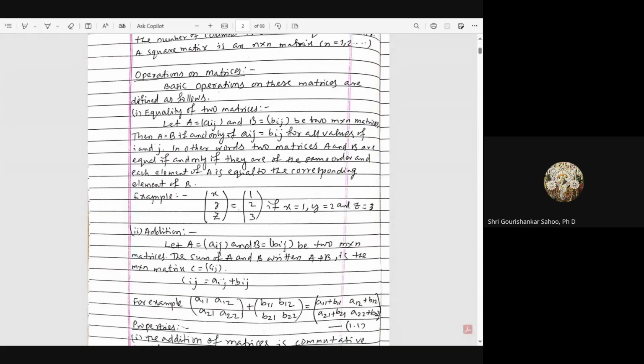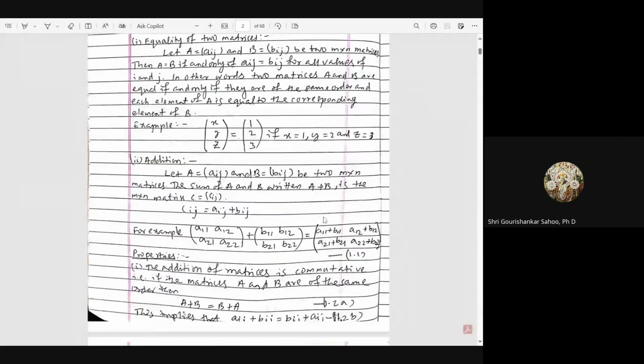Similarly, the second element in the first row of the first matrix, if you add it with the second element in the first row of the second matrix, then you will have the second element of the first row of the resultant matrix. You can see here on the screen, as shown in equation 1.1.